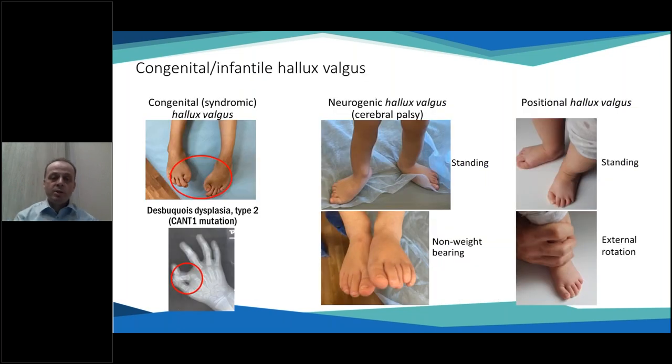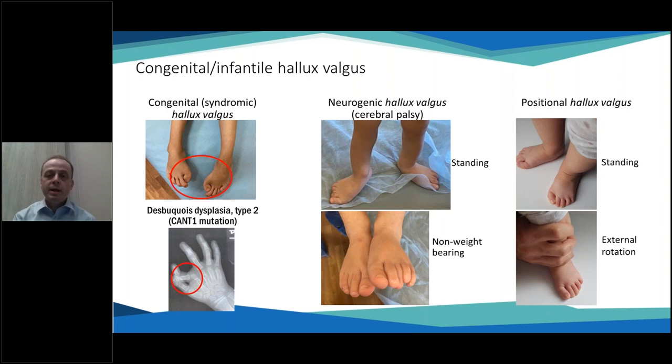Not every valgus deviation, not every valgus deformity of the great toe should be immediately sent for genetic testing. Some other genetic conditions, like for example this on the left side, the left picture, Dubois-Kuhn dysplasia type 2, an even more rare condition, show congenital hallux valgus in the spectrum of specific features. But some extra findings, like for example this extra phalanx of the index finger, are even more distinctive for Dubois dysplasia, and help to refer the patient the proper way, not immediately for genetic testing for the ACVR1 mutation.